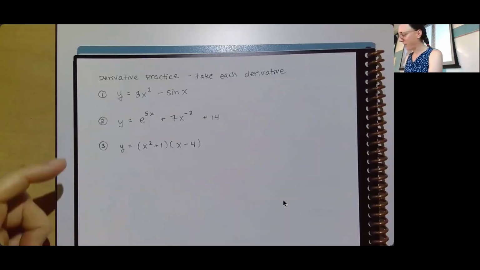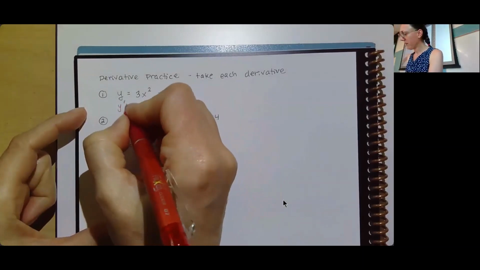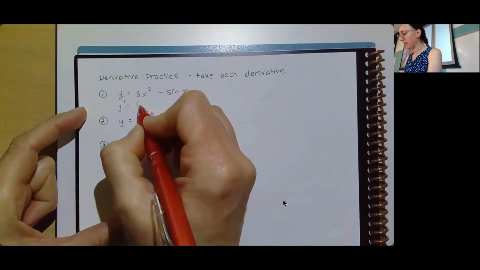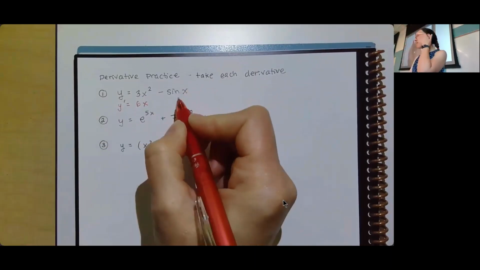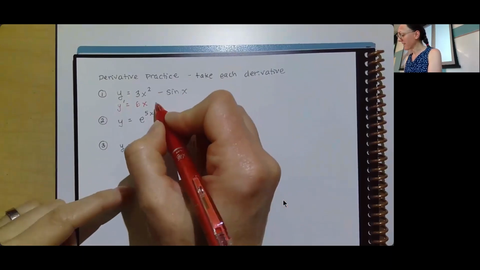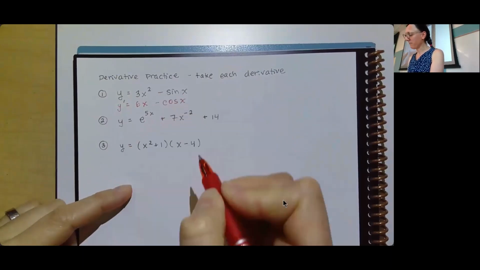Quickly running through these derivatives. Take that exponent, multiply by the number in front. So 3 to 5, I'm looking at 6x to the 1. Derivative of sine of x is positive cosine of x. So because of that minus sign, this will be minus a cosine of x.